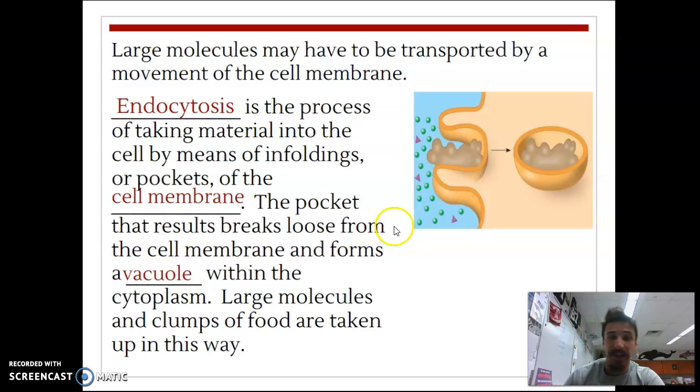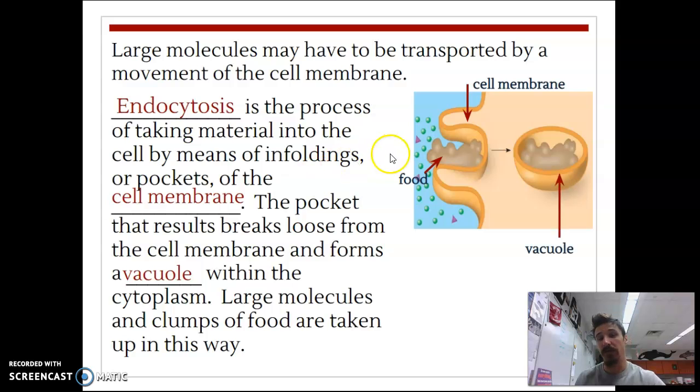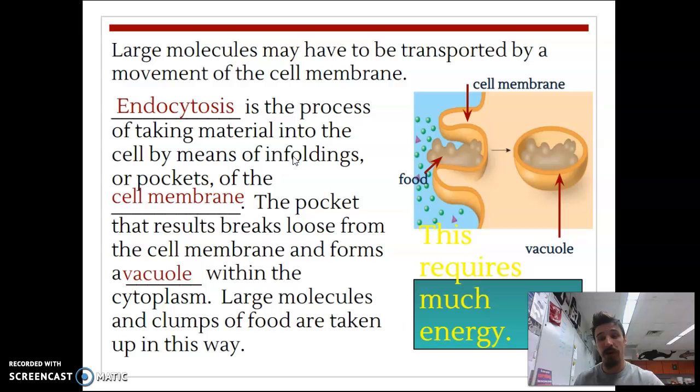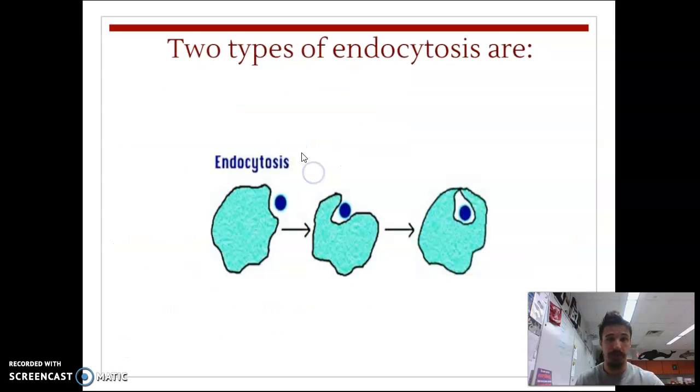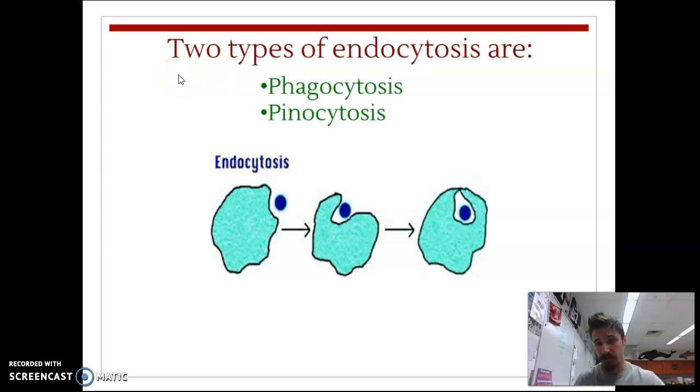And ultimately, inside, once this stuff is taken in, you see it breaks off the cell membrane and it forms a little vacuole here. And then a lysosome will fuse with this vacuole, and this food, these molecules, will be digested. So that's the cell membrane. This is some food in the form of molecules, and when it gets taken in all the way, it forms a vacuole. This requires a lot of energy. This is definitely a form of active transport. So endocytosis is a form of active transport. And the two types of endocytosis are phagocytosis and pinocytosis.